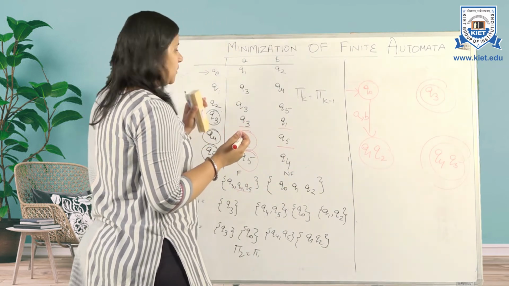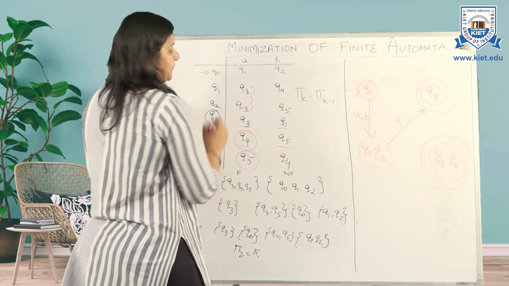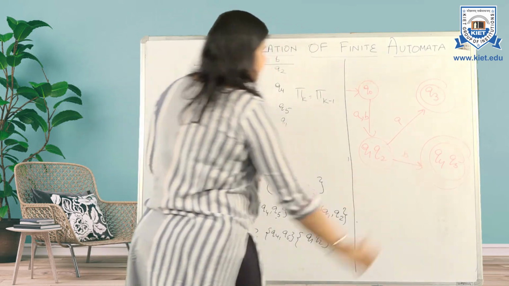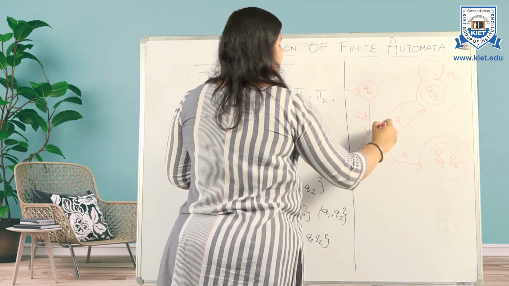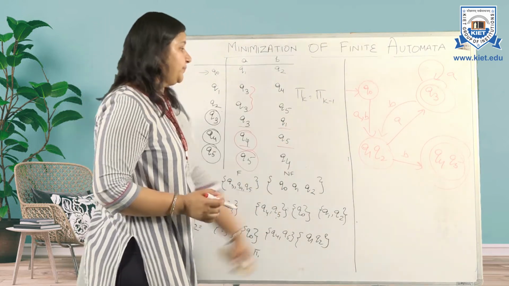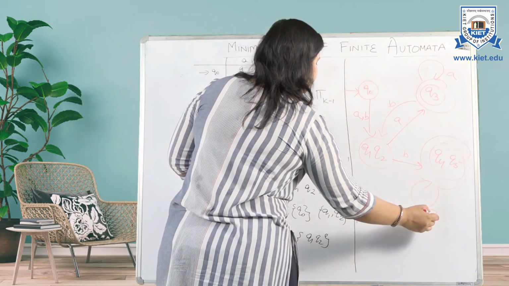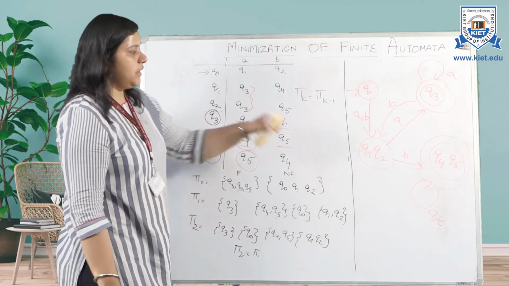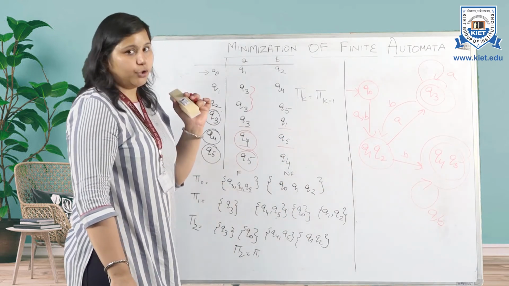Now next is Q1, Q2 with A is Q3. We can check it here. Q1, Q2 with B is Q4 and Q5. Q3 with A is Q3. Q3 with B is Q1, so it will reach Q1, Q2. Now Q4 and Q5 with A is Q4 and Q5, and with B is also Q4 and Q5. Right? So this is the final minimized state diagram of the particular automata.